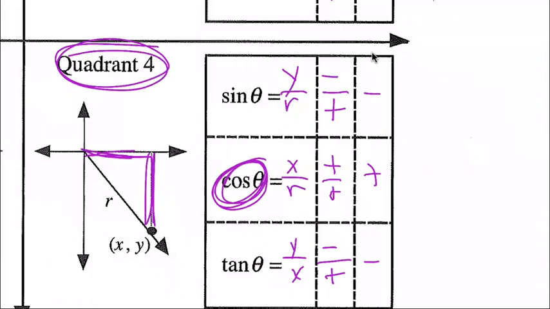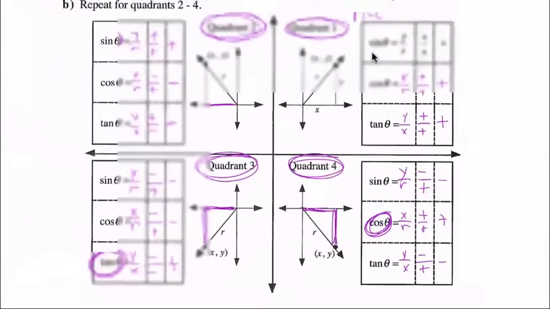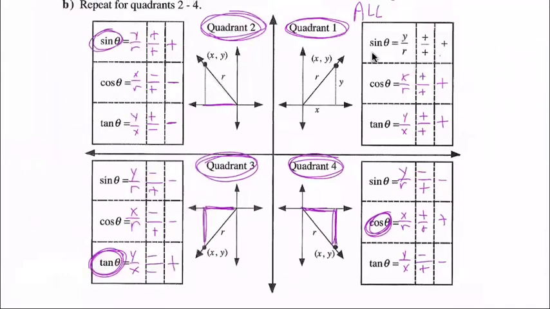Those are the keys. Those are the 4 key things that we need to gain from that investigation. In quadrant 1, all trig ratios are positive. In quadrant 2, sine is positive. In quadrant 3, tangent is positive. And in quadrant 4, cosine is positive.